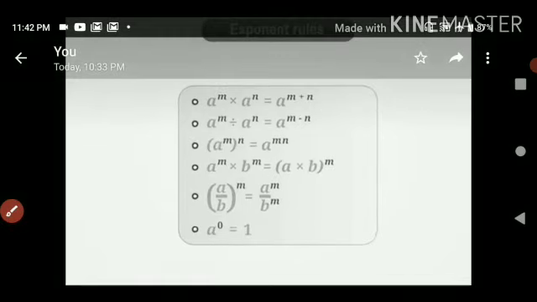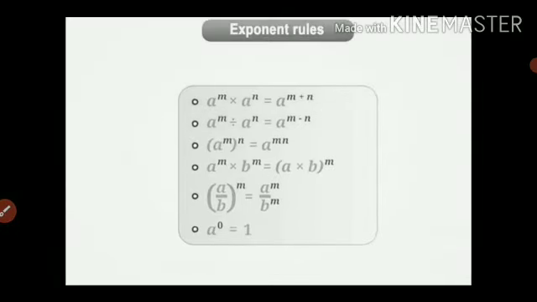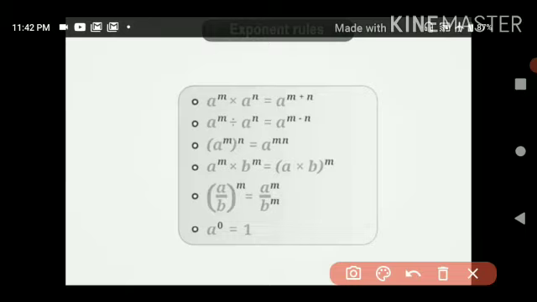So now again just revise it. So a raised to the power m multiplied by a raised to the power n is equal to a raised to the power m plus n. Second, a raised to the power m divided by a raised to the power n is equal to a raised to the power m minus n, where m is greater than n. Third, a raised to the power m whole raised to the power n could be written as a raised to the power m multiplied by n.